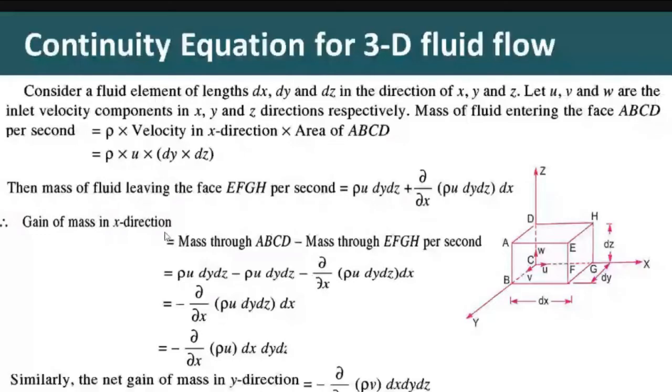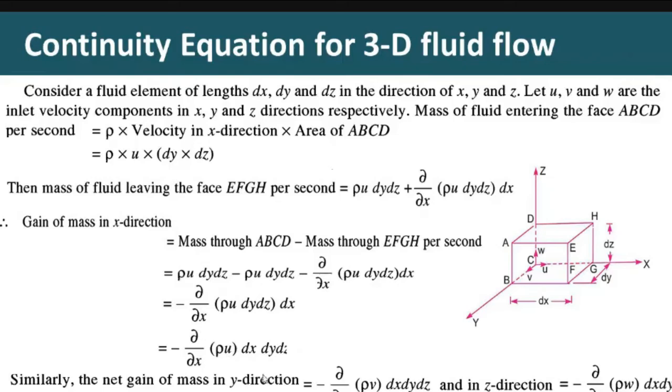Similarly, net gain of mass in y direction will be minus of ∂/∂y of ρv, where v is nothing but velocity in y direction, into dx dy dz. Similarly, net gain of mass in z direction will be minus of ∂/∂z of ρw, where w is nothing but the component of velocity in z direction, into dx dy dz.